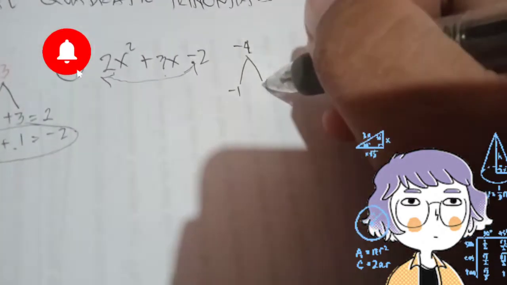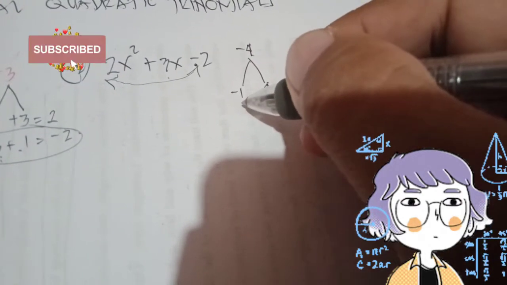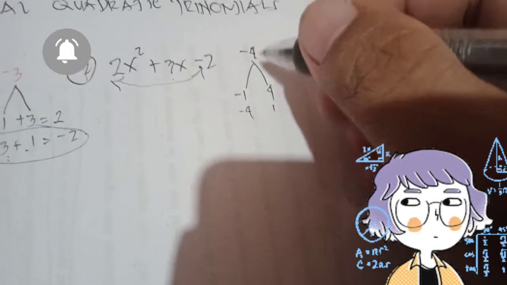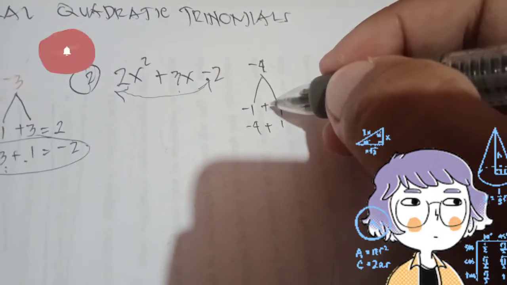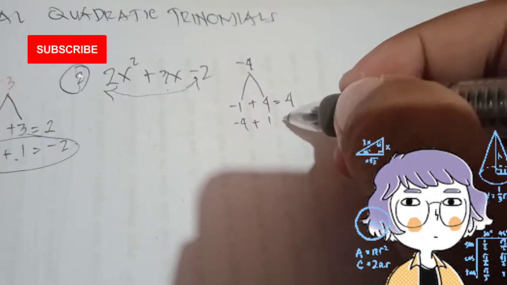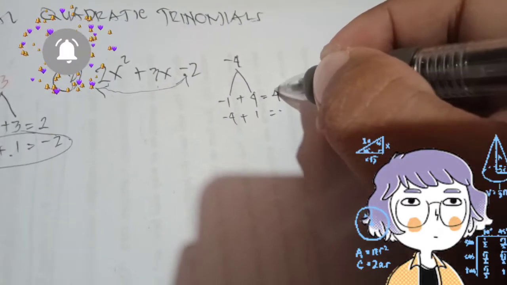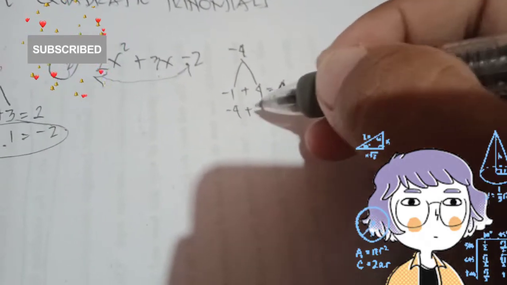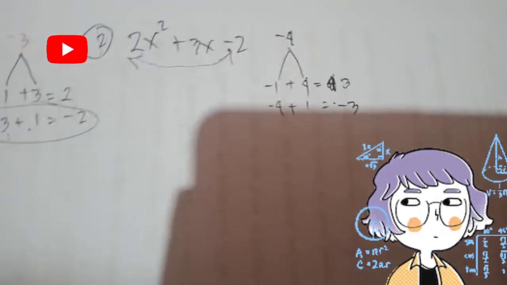Okay, negative times. 1 times negative 4 is negative 4. Or else we can use negative 4 and 1, so negative 4 times 1 is equal to negative 4. Now if we add negative 1 plus 4, it's positive 3. Then when you add negative 4 plus 1, it's negative 3. So that's how you find the difference.